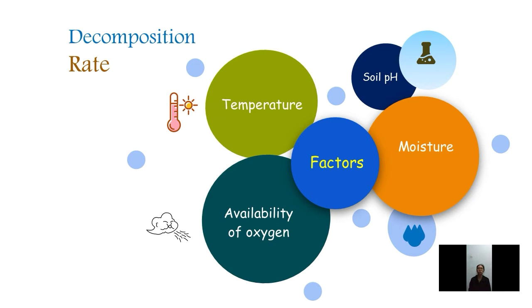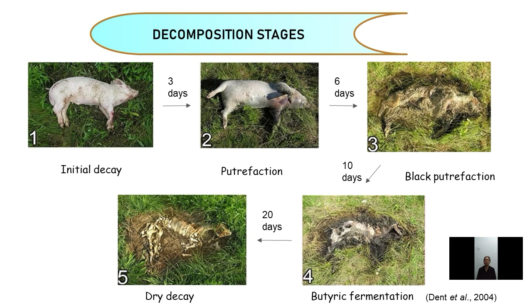Temperature, moisture, soil pH, and availability of oxygen are the factors which can affect the decomposition rate of cadaver. The slide shows the complete decomposition stages, which are mainly initial decay, putrefaction, black putrefaction, woody fermentation, and dry decay.